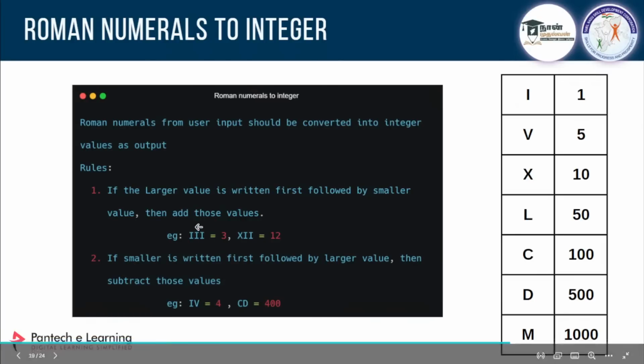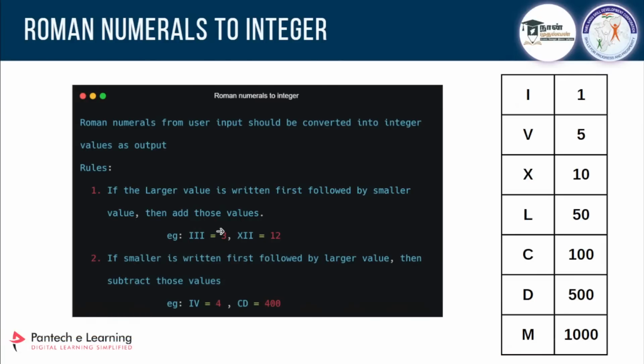And how will you actually add these values? It is a combination, right? In that combination there are certain rules. The first rule is, when you read it, if the larger number is written first followed by the smaller value, then you can add both of those. For example, here I have I. The value of I is 1. It is not greater or smaller, so you can just add it. If you add 1 three times, the value will be 3.